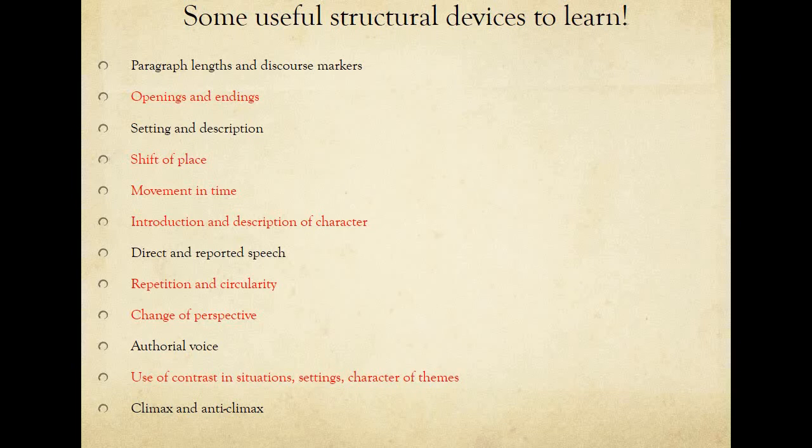Direct and reported speech. Okay, so that's really when we're looking at narration and dialogue and addressing the audience or addressing other characters. Repetition and circularity. So repetition is a very easy one to spot. Any key ideas, any key motifs, any key symbols, any key colours, any key particular words or phrases that we see coming up. Because don't forget, this is only an extract. So compared to a whole novel, it's a very short amount of writing.